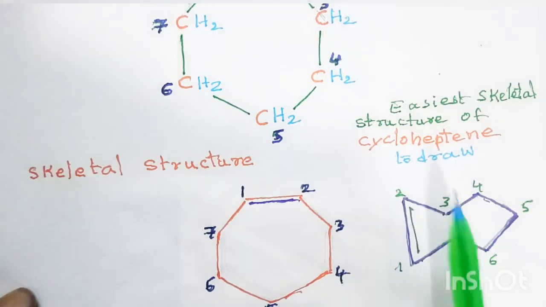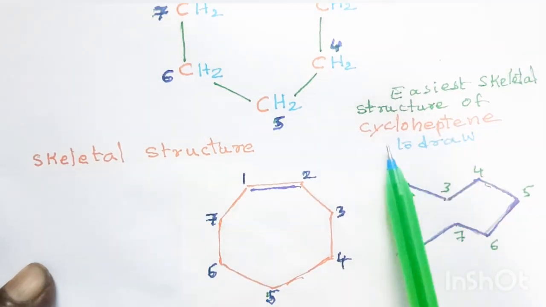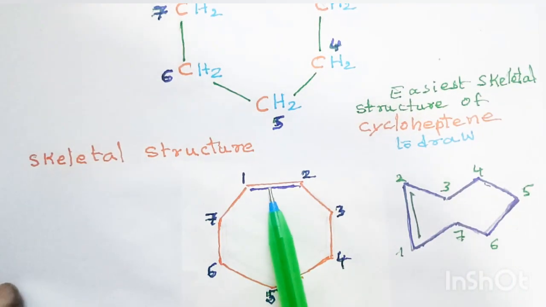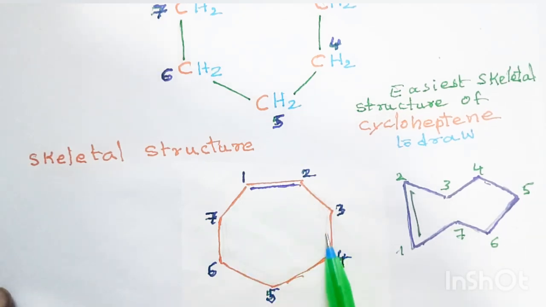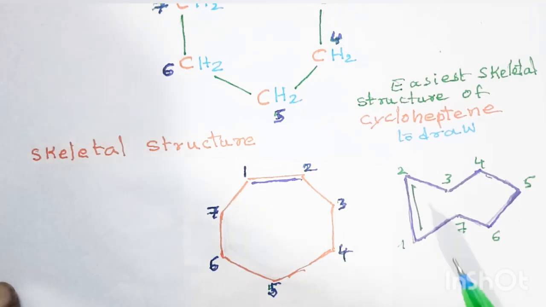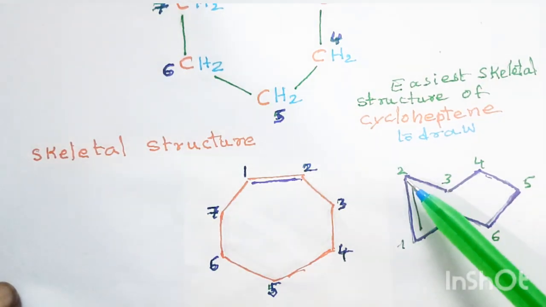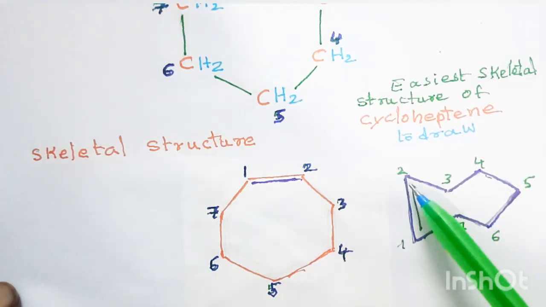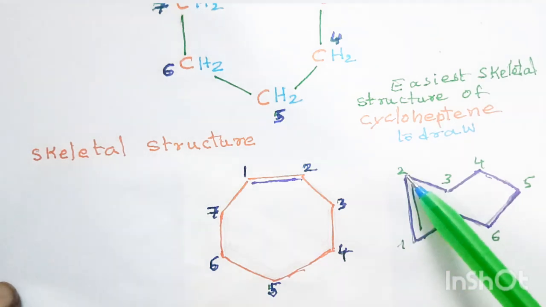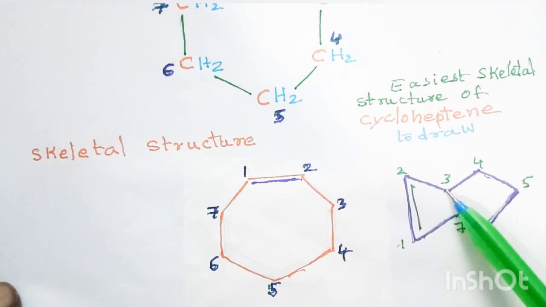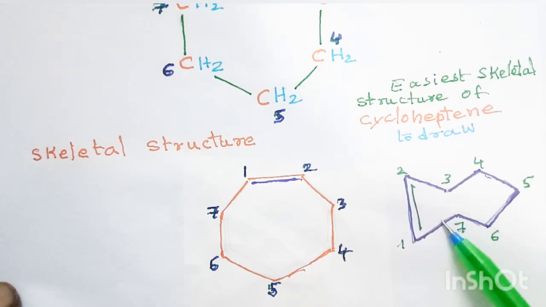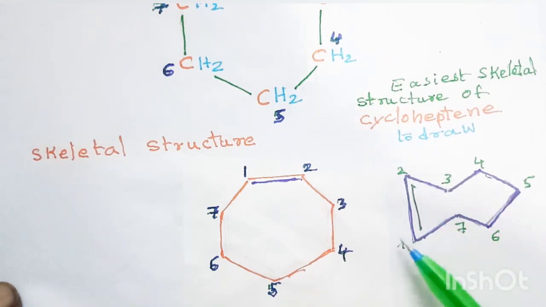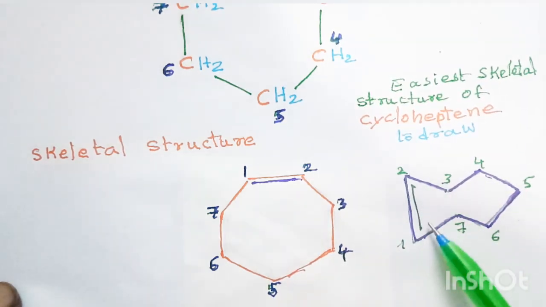and there is an easiest way to draw a skeletal structure of cycloheptene. This drawing is a bit difficult, but the easiest way is to write like this. One fish-like shape. See, first carbon and second carbon, you draw a straight line. Then you draw a bent line like this from second carbon, bent line from first carbon. So this becomes third carbon. 1, 2. You draw a double bond here.